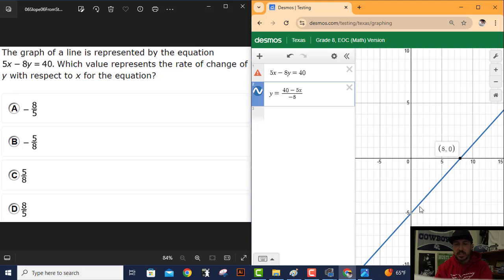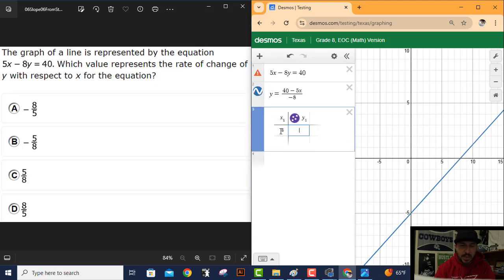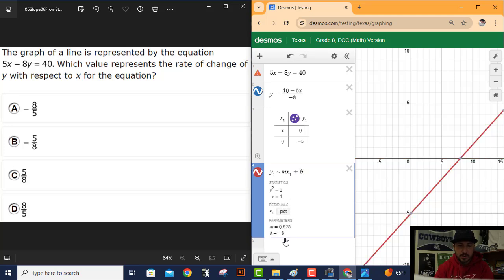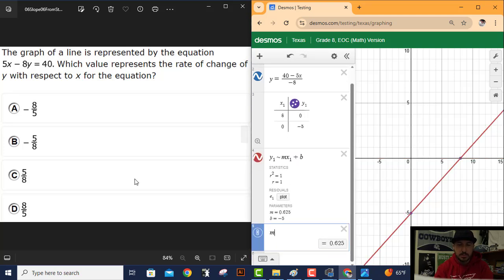Let's find 2 good points. Click here. Click here. Nice. Those are good points right there. I can use them. So the first point was 8, 0. The second point is 0, negative 5. We got to do our equation: y1 squiggle mx1 plus b. Type in the m. It's 0.625. I don't see that here. Are you ready for the fraction? Yes, we are. 5 over 8. Got him. Choice C.